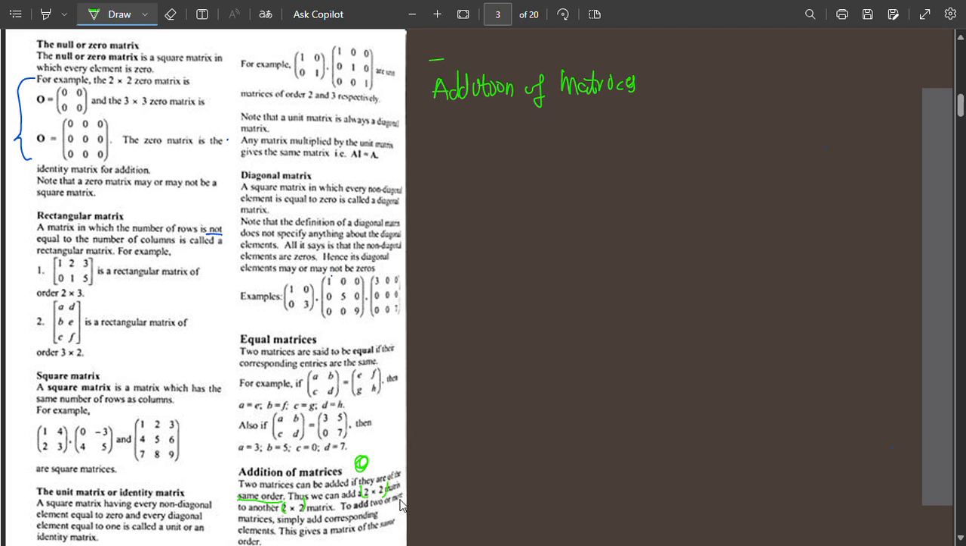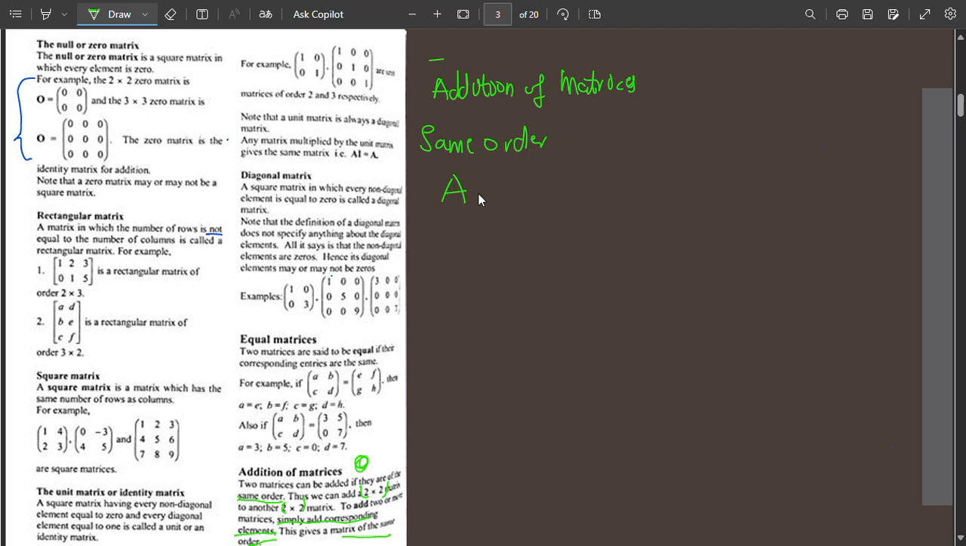To add 2 or more matrices, simply add corresponding elements. This gives a matrix of the same order. So let's look at these things that I've underlined. The first one is they should be of the same order. What this means is, so what is same order?